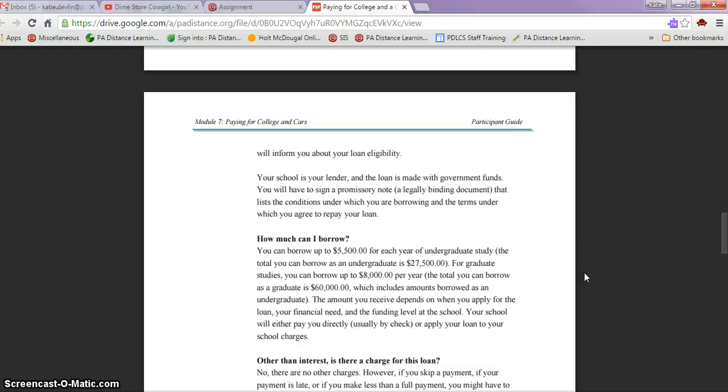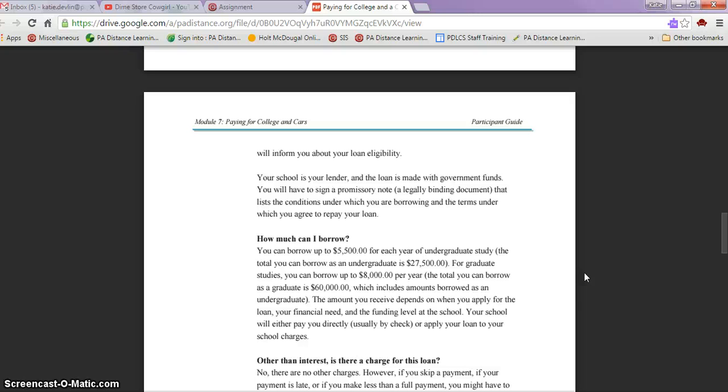How much can I borrow? You can borrow up to $5,500 for each year of undergraduate study. The total you can borrow as an undergraduate is $27,500. For graduate studies, you can borrow up to $8,000 a year. The total you can borrow as a graduate is $60,000, which includes amounts borrowed as an undergraduate.